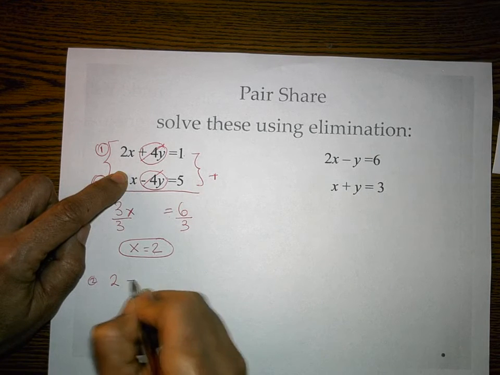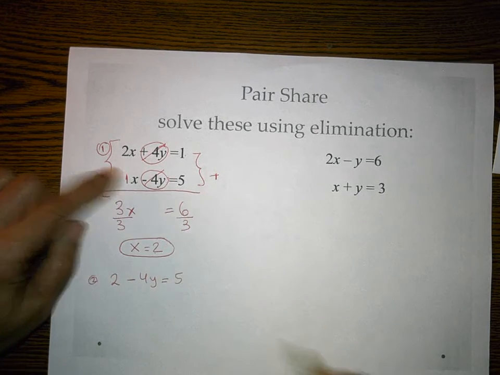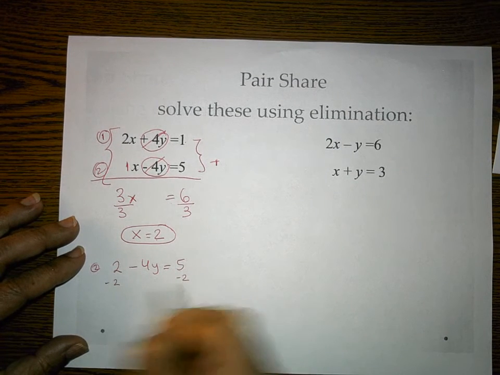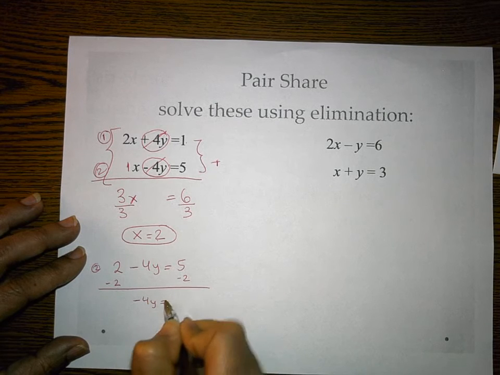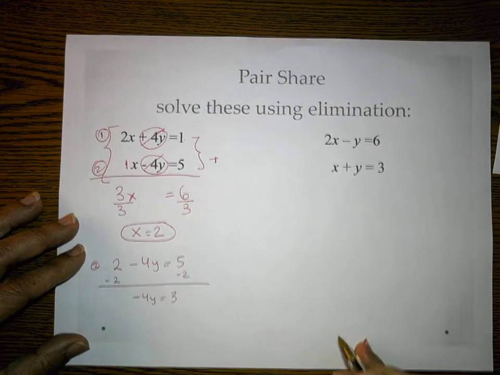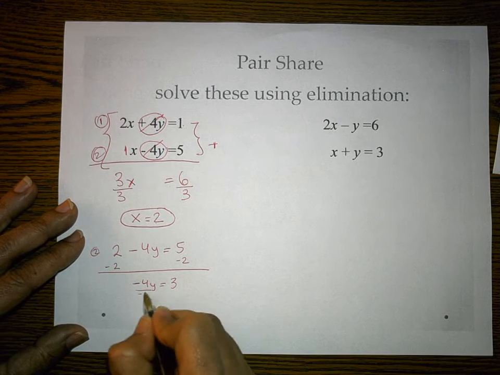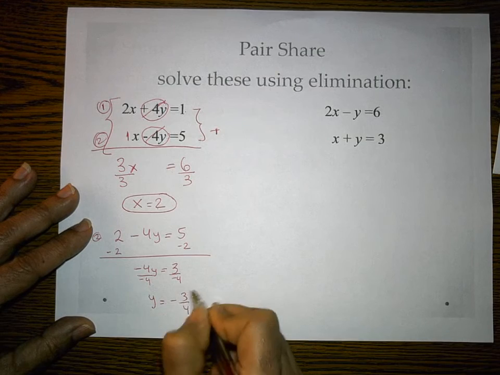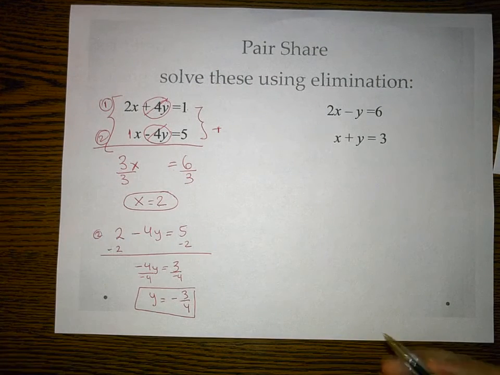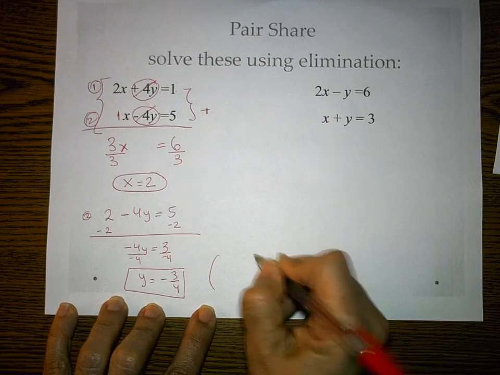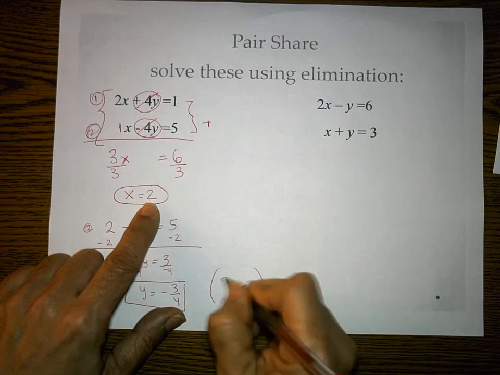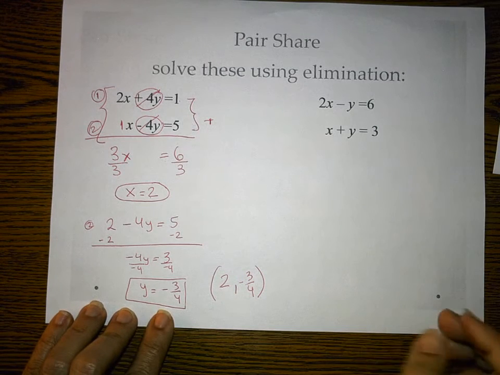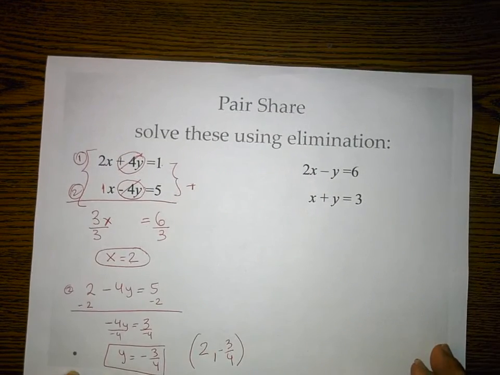2 minus 4y equals 5. Okay. I'm trying to get y by itself, so I'm going to subtract the 2 from both sides. I'm going to get negative 4y equals 5 minus 2 is 3. Divide both sides by negative 4, and we get that y equals negative 3 over 4. And that is okay. There's nothing wrong with having a fraction. So our answer would be an ordered pair. X was 2, that comes first, and y is negative 3/4. Okay? So keep practicing, keep working on it.